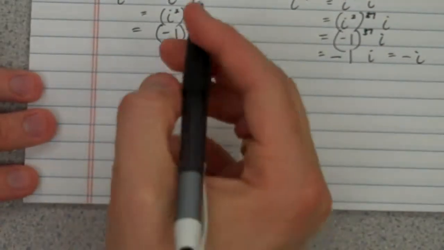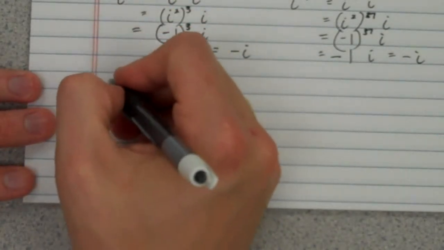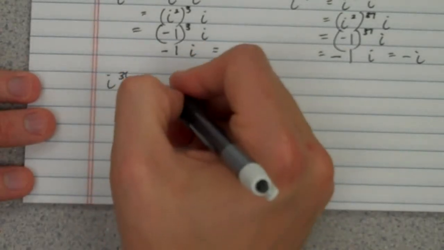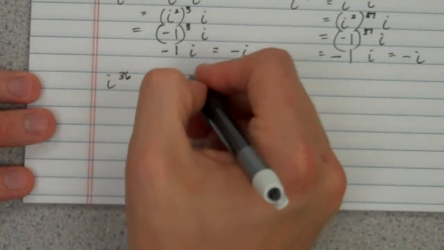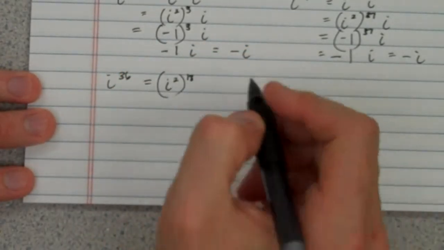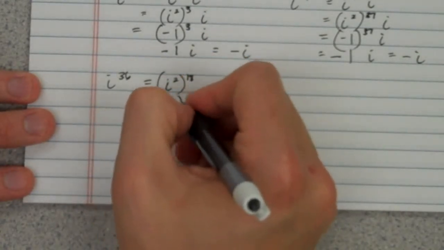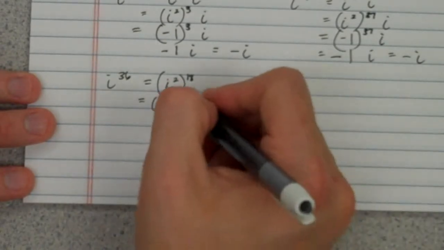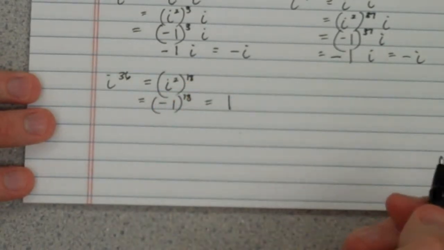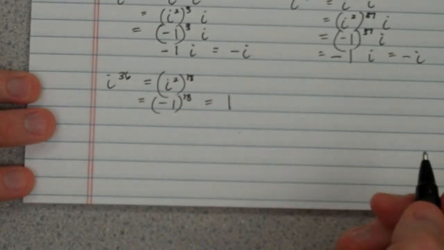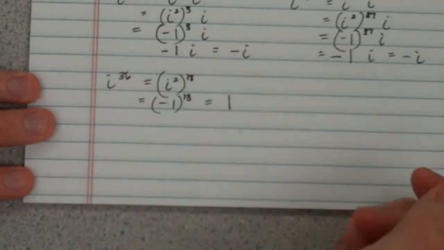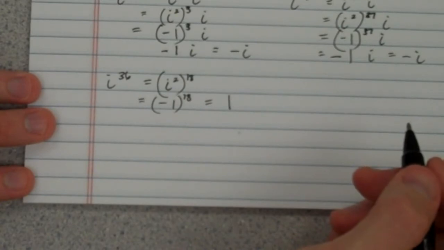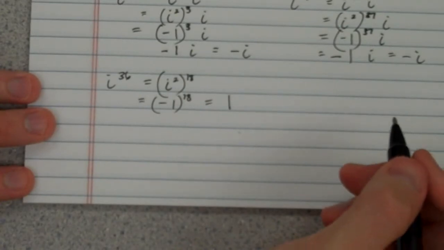And then finally, I'll show you one that's even. Let's just say i to the 36th. Okay? Well, that's the same as i squared to the power of 18, right? So negative 1 to the power of 18. And what's negative 1 to the power of 18? Well, since this is even, it's just going to be positive 1. Okay? And that's how you can do all of these. All right? Yep, that's it.